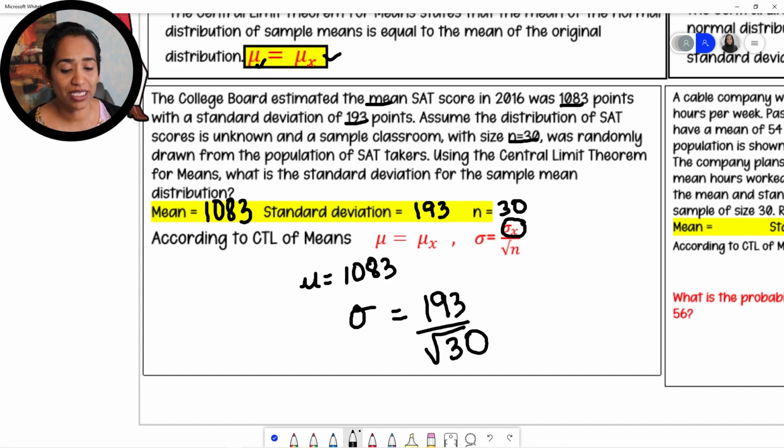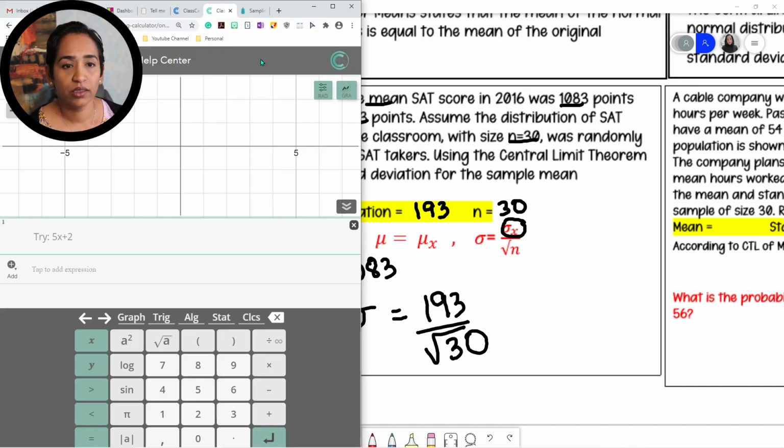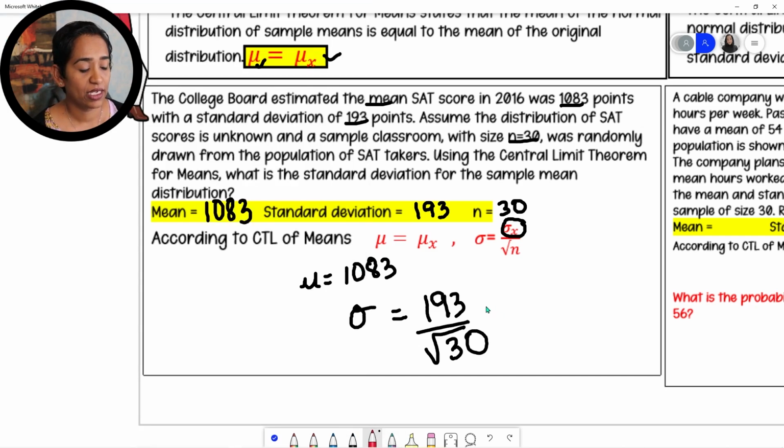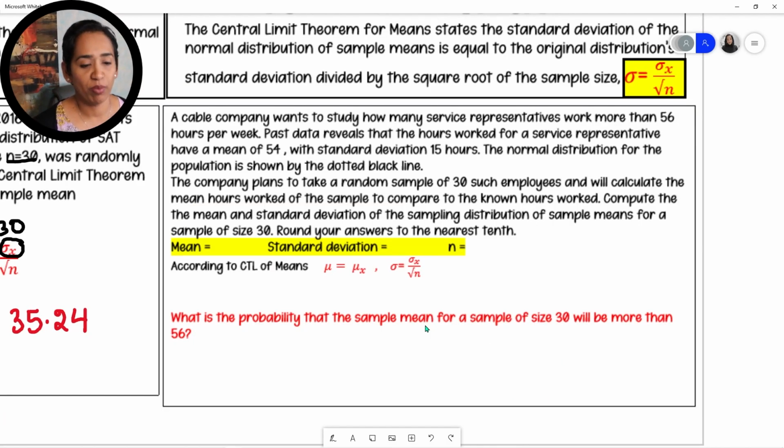So I'm going to go ahead and plug this into my class calc. When you are working with class calc, I highly recommend starting with the graphing calculator, because we're going to be doing a lot of probability distributions as well. So 193 divided by square root of 30. My standard deviation is 35.24, rounding off to 2 decimal places. So it is 35.24. All right, let's go ahead and take a look at the next problem.